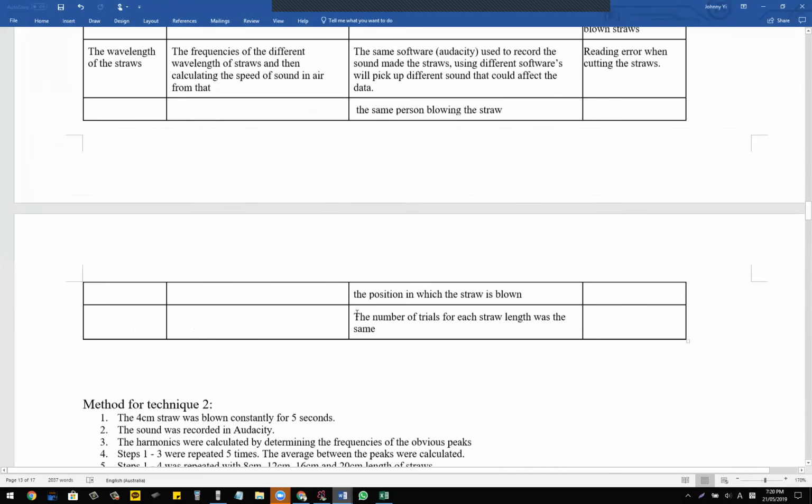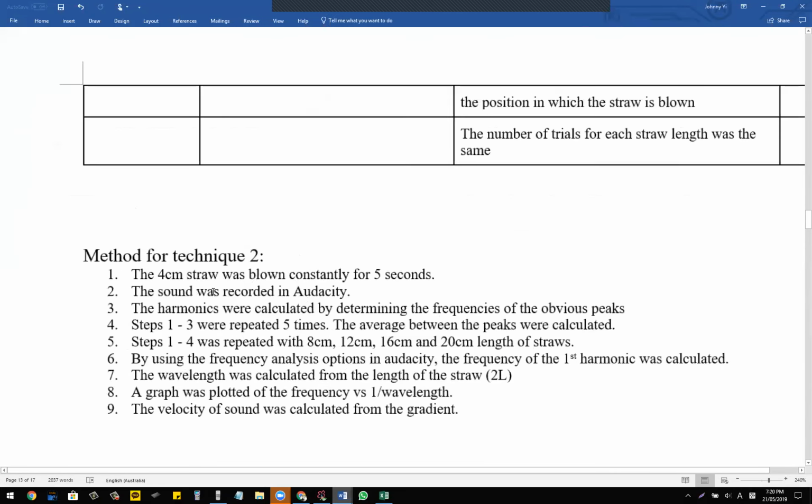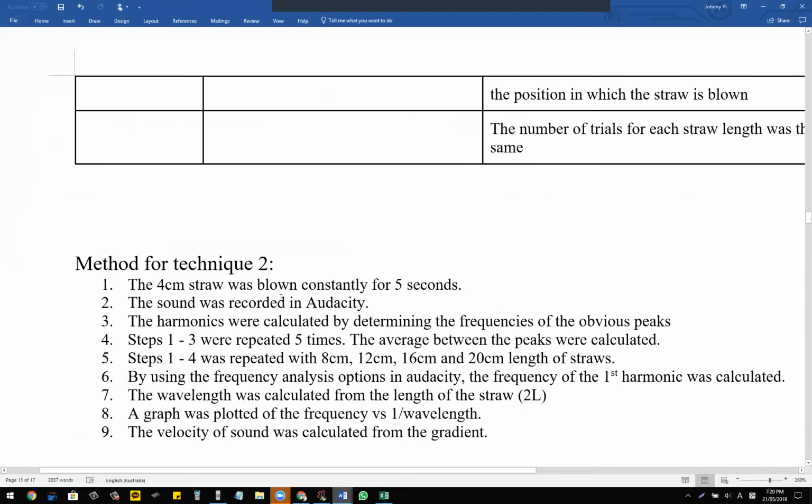So I'm going to read method 2 here. Constantly for 5 seconds. Sound was recorded in Audacity. So it produces like a boom sound, right? The harmonics were calculated by determining the frequencies of the obvious peaks. I just sent some photos now. On WhatsApp? Oh no, on email.